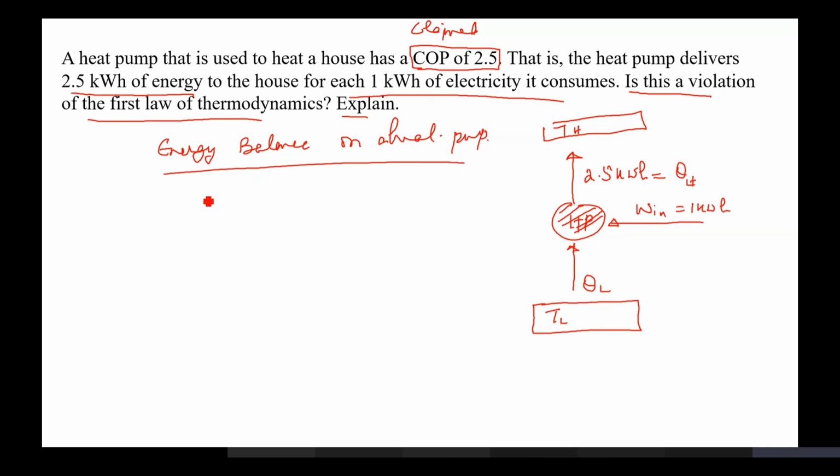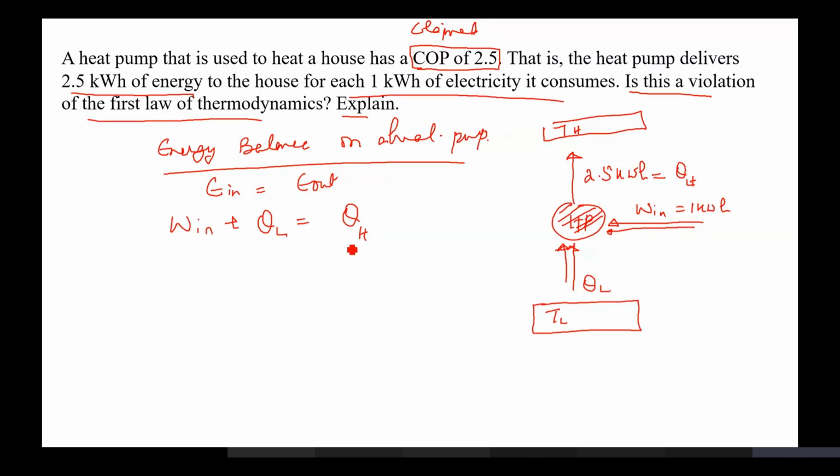how can I apply the energy balance on a heat pump? Whatever is coming in is essentially going out. E in equals E out. E in is work in, coming to the system, plus QL, again coming to the system, essentially equal to QH moving out of the system. All right.